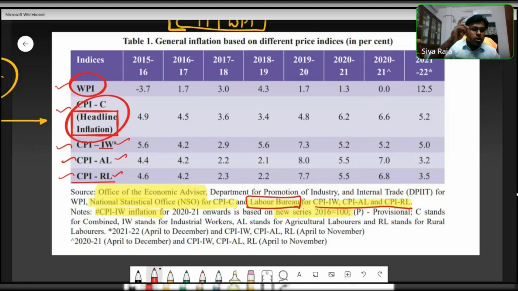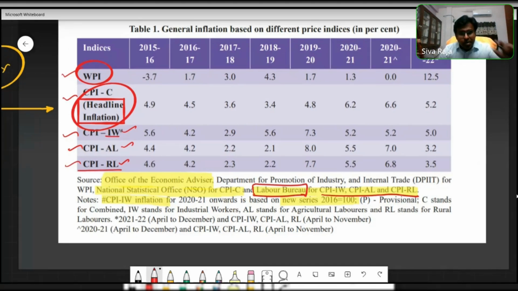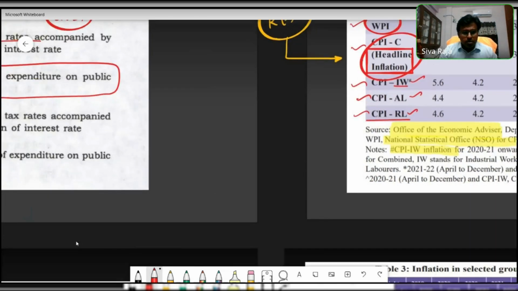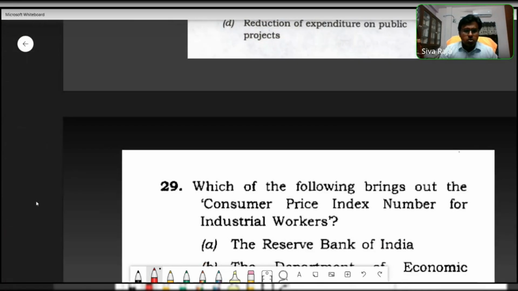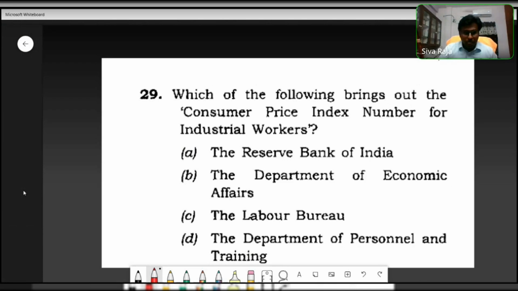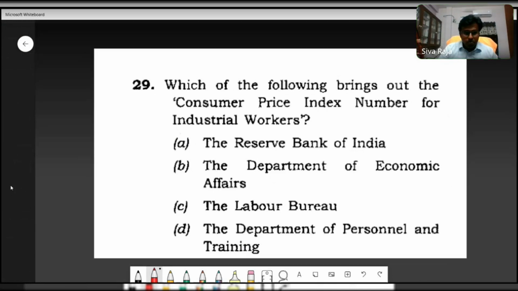For WPI, who is releasing? For CPI, who is releasing? Now you check it and make a table. Now itself, make a table. Why? Because UPSC does this. UPSC asks questions like this. Look at this point. Now tell me the answer for this question: Consumer Price Index of industrial workers.